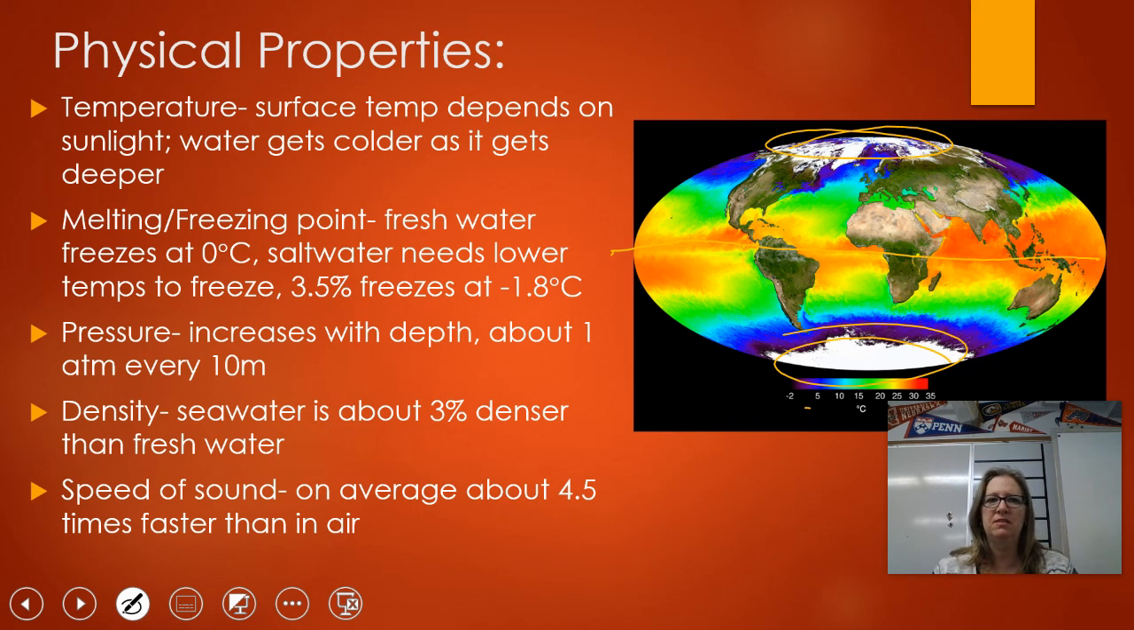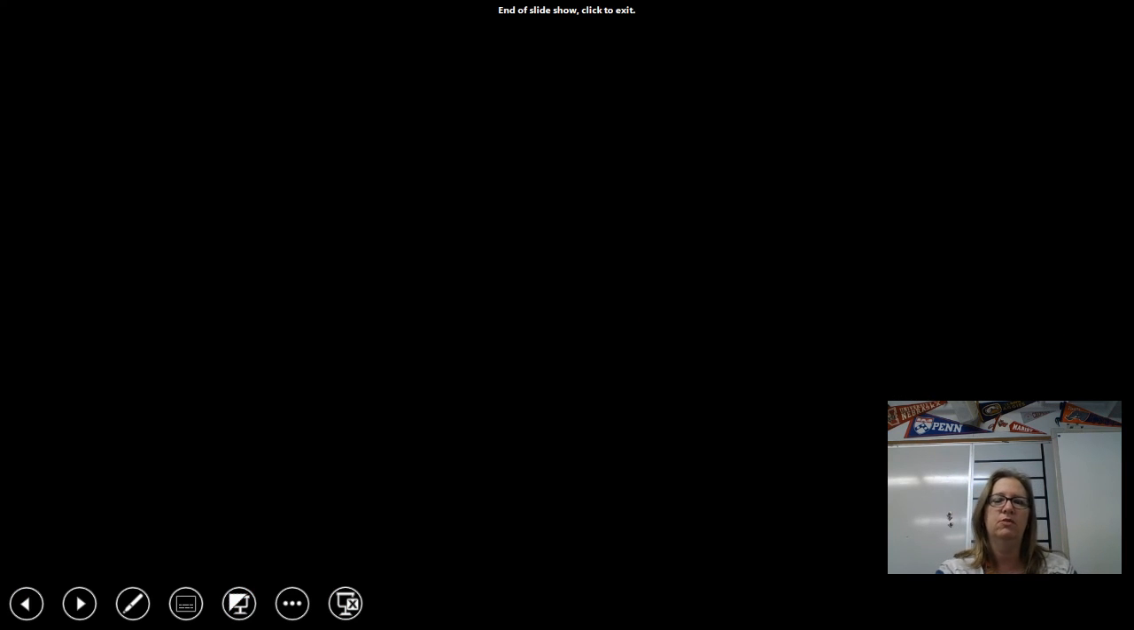And then finally, the speed of sound. This has a lot to do with animals and how they communicate with each other through echolocation or whales and dolphins talking to each other. On average, sound can travel about 4.5 times faster in the water than it does in the air. And so this allows sound, you might not be able to hear it as well, but it's going to travel very well through the water.